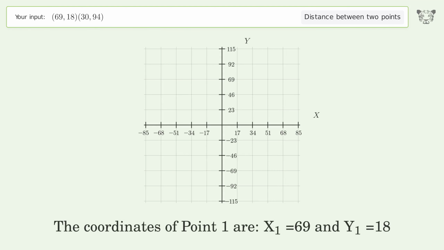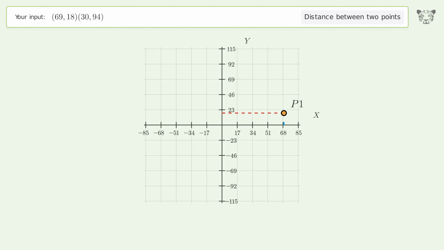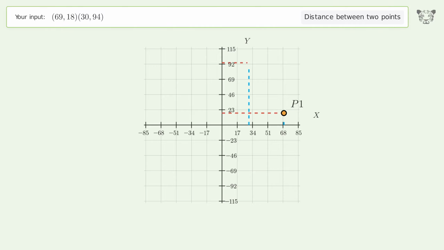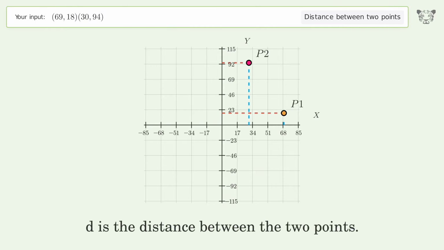The coordinates of point 1 are x1 equals 69 and y1 equals 18. The coordinates of point 2 are x2 equals 30 and y2 equals 94. D is the distance between the 2 points.